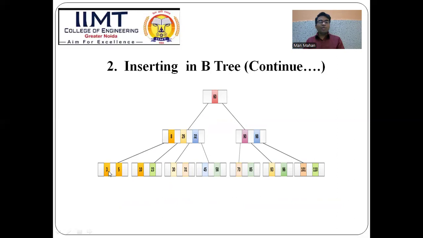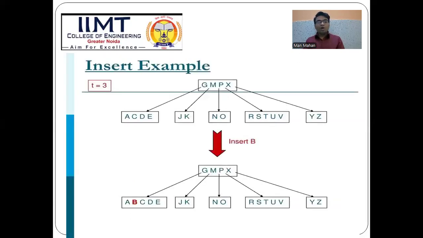So we can see the left child of 8 is 3 and 5, and the right child of 8 is 10 and 23. This is the process of inserting a node in the B tree. This B tree also works on alphabets as well as numeric values. So both kinds of elements, numbers and alphabets, can be inserted in a B tree.